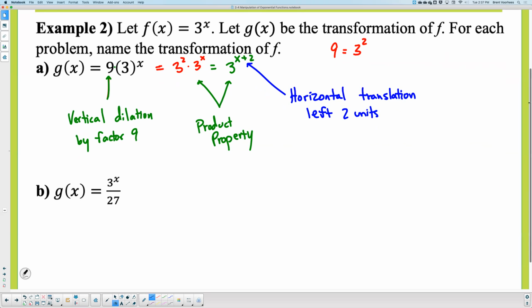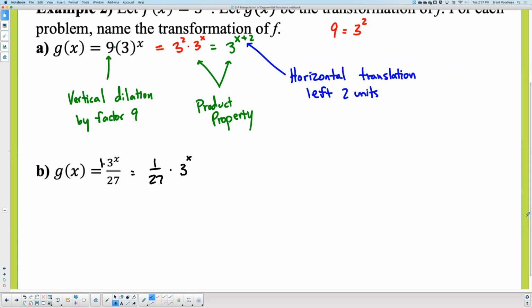All right, let's look at part B. Part B, I could rewrite as this. I'm going to make this 1 multiply with a 3 right there. Multiplying by 1 doesn't change things. I could rewrite this as 1 over 27 times 3 to the power of x. Now, if I wrote it like that, what's the 1 over 27? A vertical or horizontal transformation?